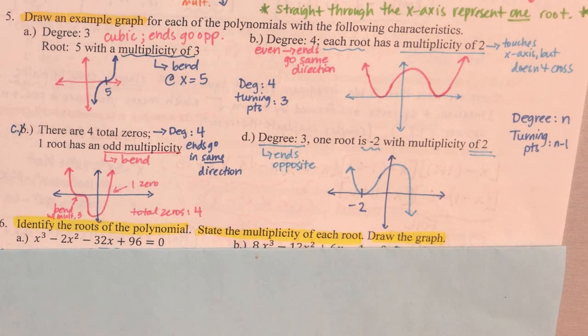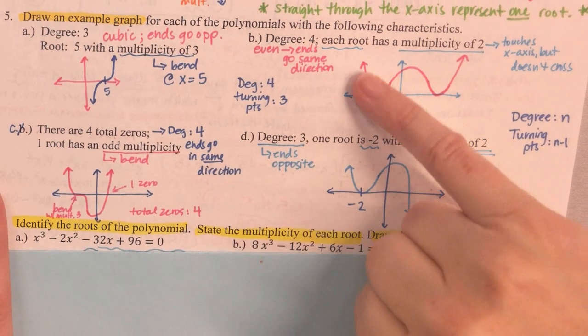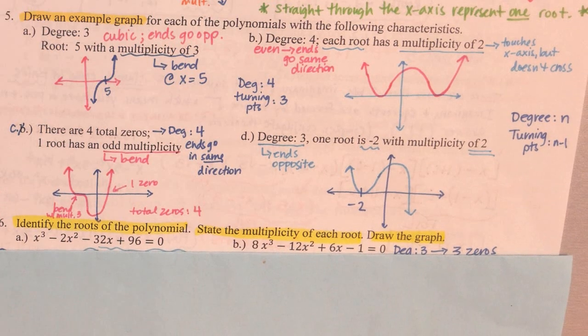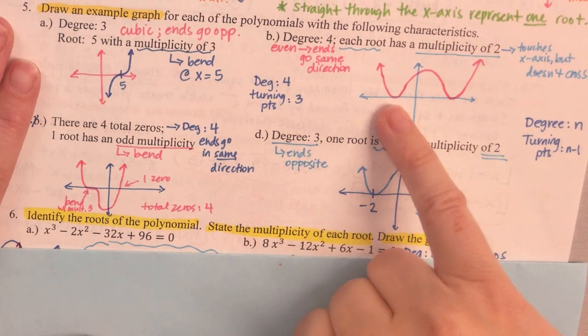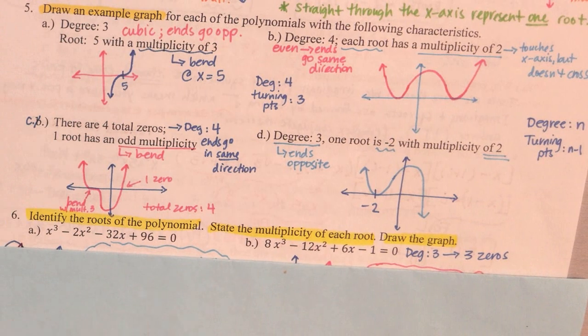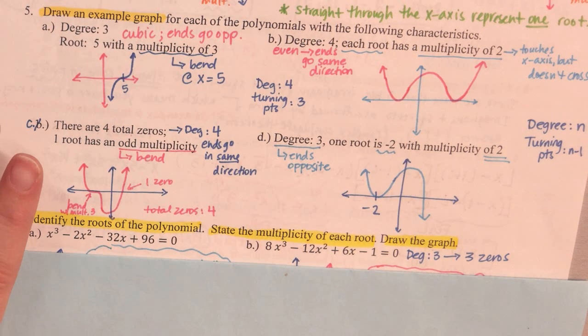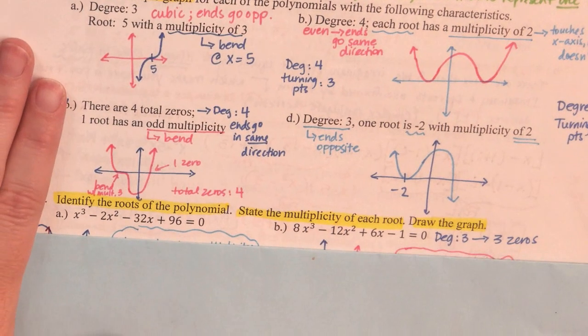If it is degree 4, we know the ends go in the same direction, right? And then it's going to touch the x-axis, but it doesn't cross. Also, if you have a degree of 4, you'll notice that there are 3 turning points in the graph. And you'll see that happen sometimes. But each root has a multiplicity of 2, so you need 2 touchbacks. Doesn't matter where they are, you just need 2 touching the x-axis but not crossing.